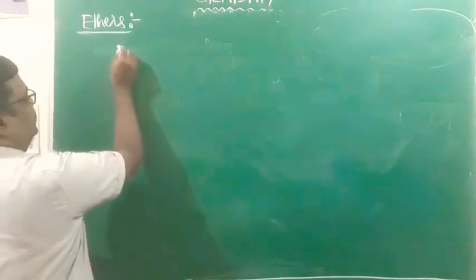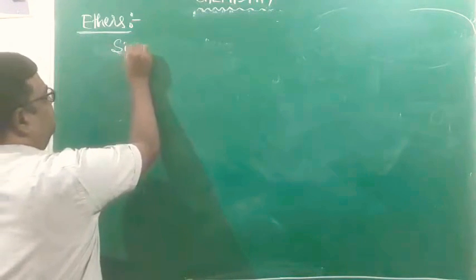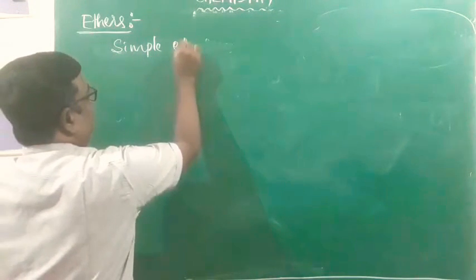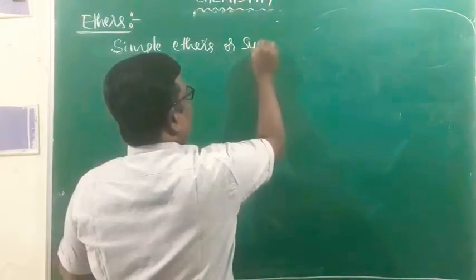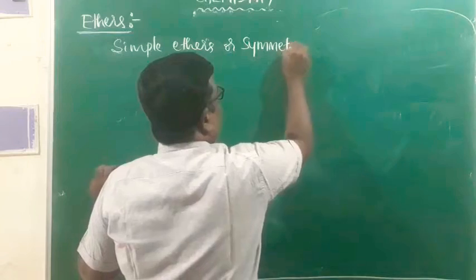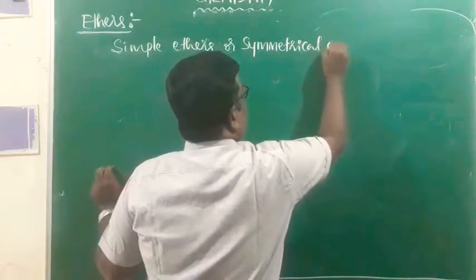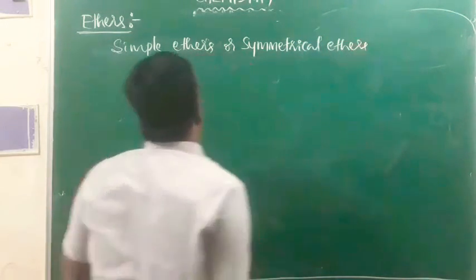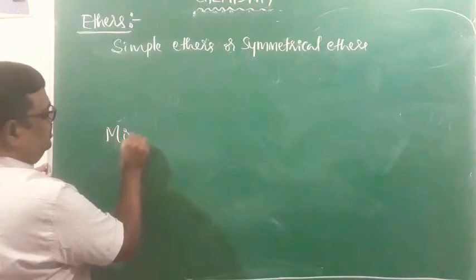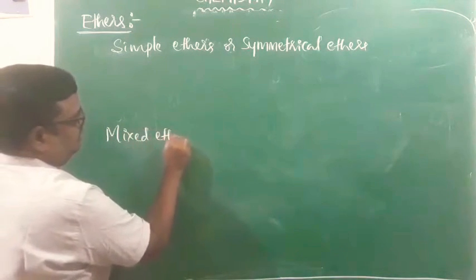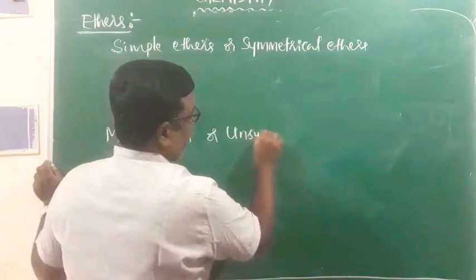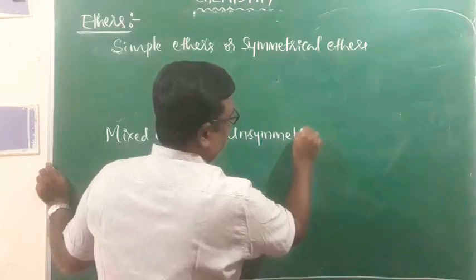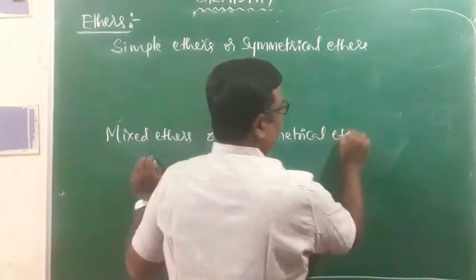Classification of ethers. Depending upon the nature of R groups, they are classified as simple ethers, or symmetrical ethers. Another type is mixed ethers, or unsymmetrical ethers. This is one way of classifying ethers.